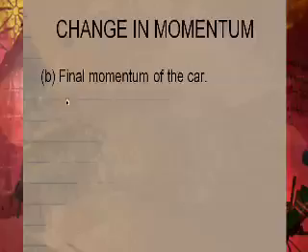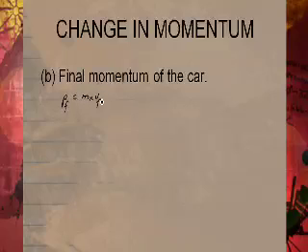Welcome back, and we're continuing sorting out that problem that we started with. We've calculated the initial momentum. We found it to be 28,000 kilograms meters per second. Let's come to the next question that says find the final momentum of the car. So P final should be equal to mass times V final. That should be equal to 1400 times V final. We found it to be 5.56 meters per second.